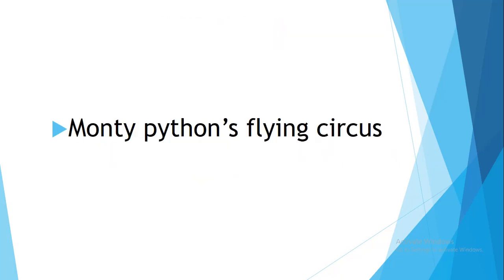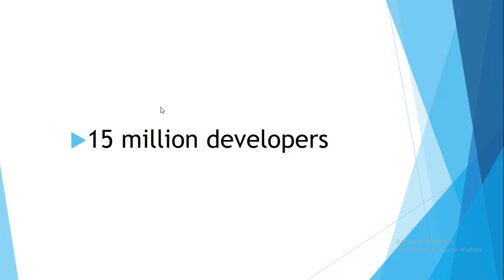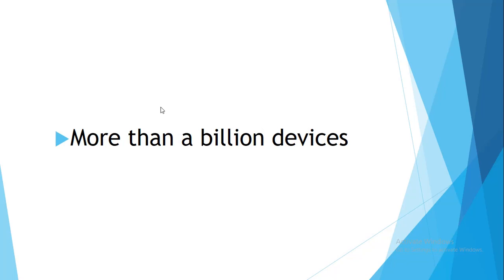Monty Python's Flying Circus. The word Python came from the name of this circus because Guido van Rossum likes this circus very much. So he named his programming language Python, a word from the name of this circus. 15 million developers. There are 15 million people around the world who know Python very well. More than a billion devices. Python is used on more than a billion devices.